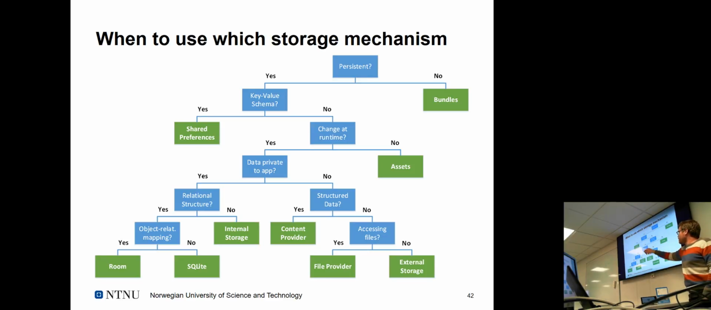If you don't care about the privacy of the data but have structured data, use content providers. And if you don't already have structured data, then you are down to file providers or some use of external storage, because that's where you manage completely the structure and the nature of the data itself. So it's quite a rich set of options you can go through, and you can see what you actually need.